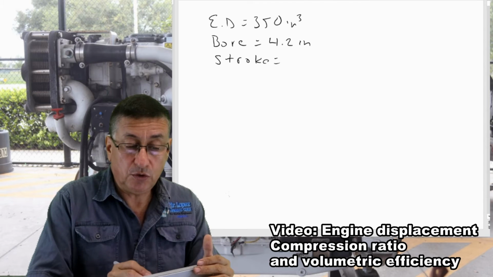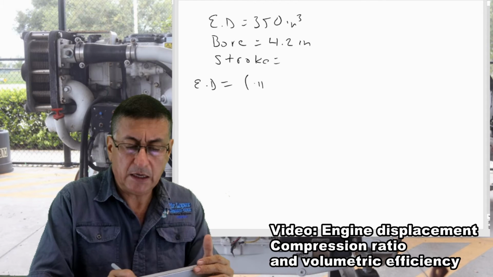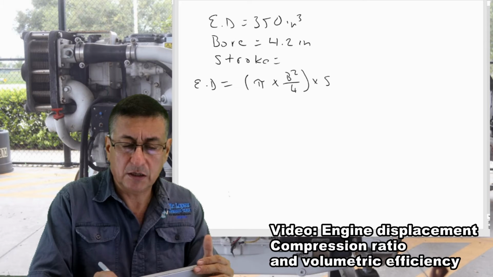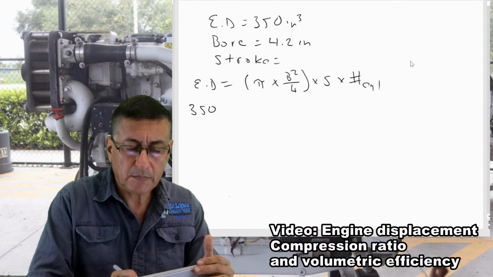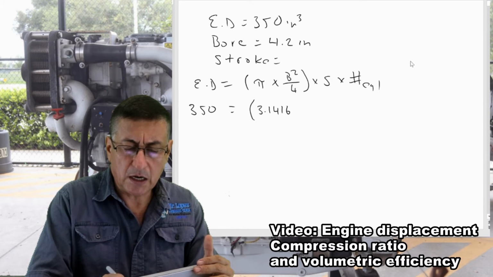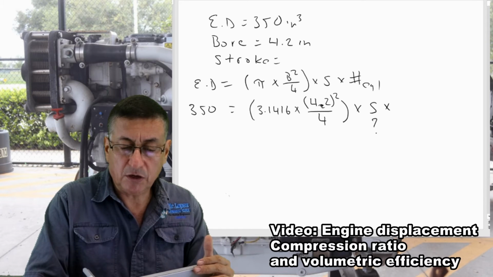Okay, we are going to use the formula: engine displacement is equal to pi times the bore squared divided by 4, times the stroke, times the number of cylinders. In this particular case the engine displacement is 350, and is equal to pi, 3.1416, times the bore, which is 4.2 squared, divided by 4, and times the stroke, this is the question, and times the number of cylinders, 8.